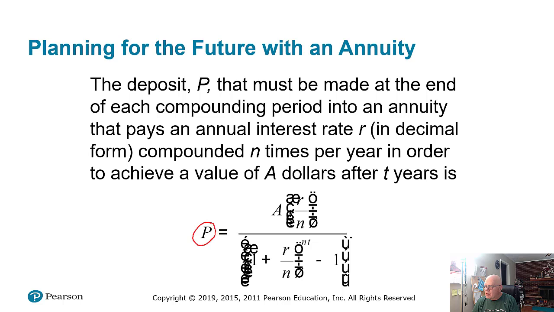This is the formula, in better shape, of course, that you need if you're going to figure out, okay, I want this amount of money at age 65. What does my regular payment have to be so I end up with that amount?